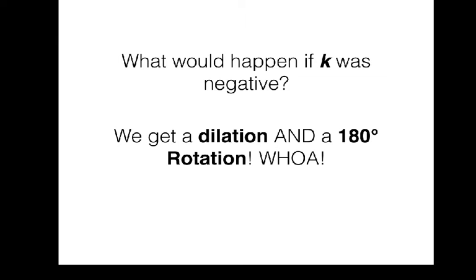I'm sure a lot of you just asked, what if K was negative? Well, you nerd, if K is negative, we get a dilation just like normal. If it's -2, it's still twice as big, but we also rotate the whole thing. Since we are going to be multiplying the entire plot times a negative, it's going to flip it just like it would in a 180 rotation.